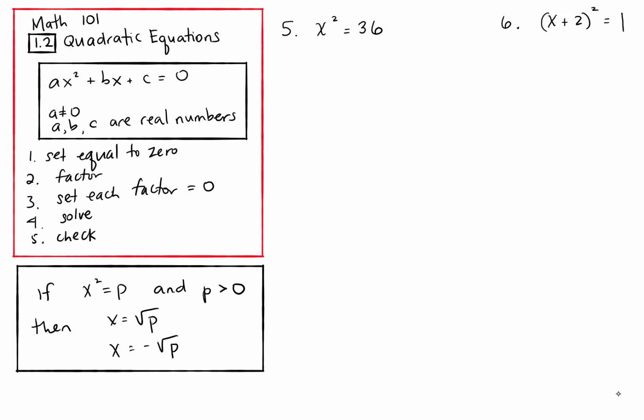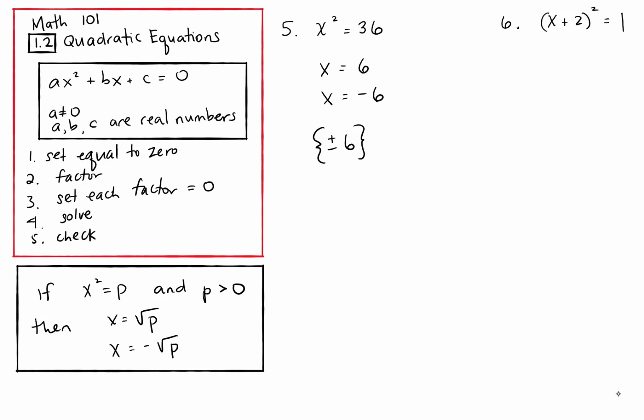And what this says is, if x squared is equal to p, and p is positive, so if x squared is equal to 36, and 36 is positive, then x will be equal to both the positive and the negative square root of 36. So it basically says x is equal to the positive square root of 36, and x is equal to the negative square root of 36. Another way of writing this would be plus or minus 6 as your two solutions.